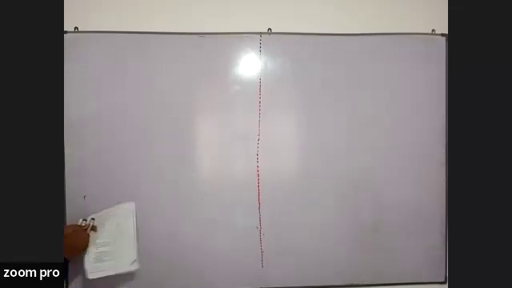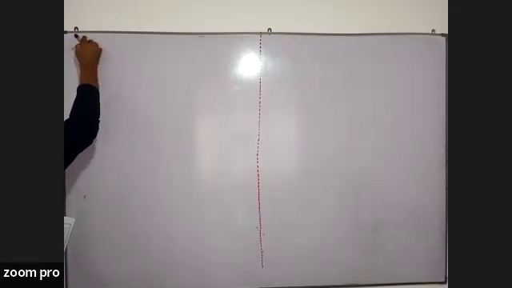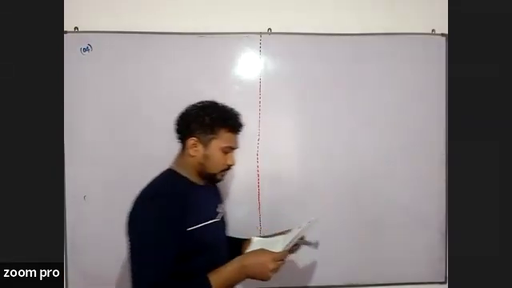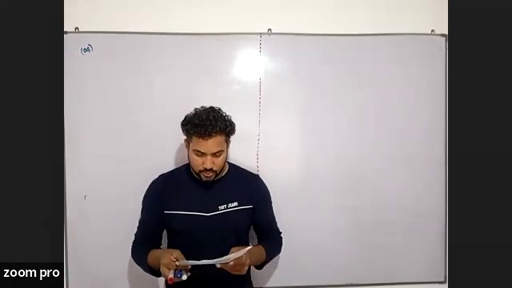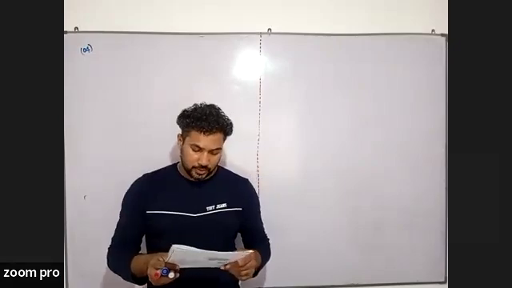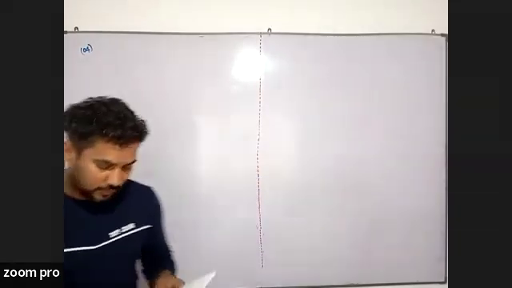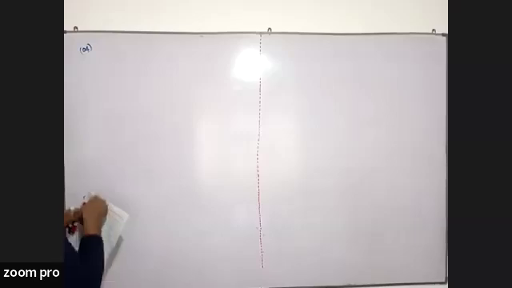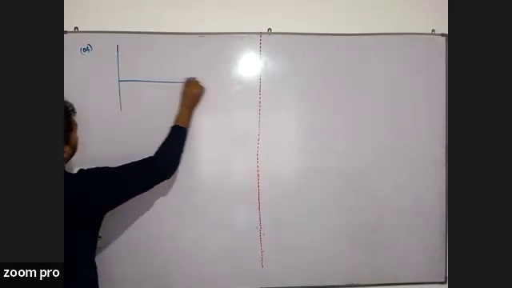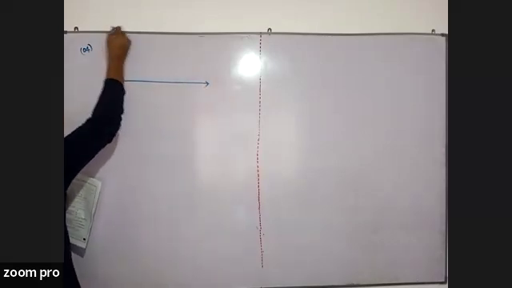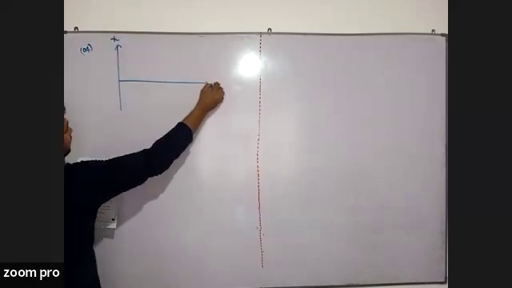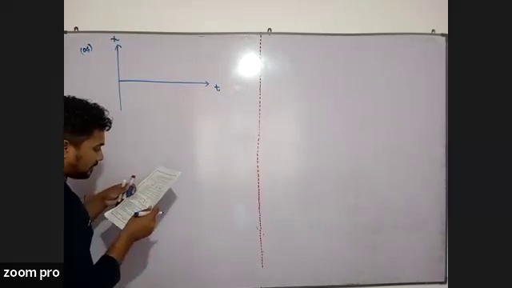In the fourth question, the figure shows the displacement time curve of an object which moves in a straight line on a horizontal table. Mass of the object is 0.5 kilogram. Find the initial and the final velocities of the object. So first of all, this graph: the y-axis represents the distance, and the x-axis represents the time.